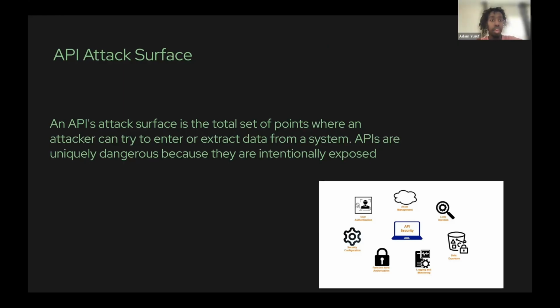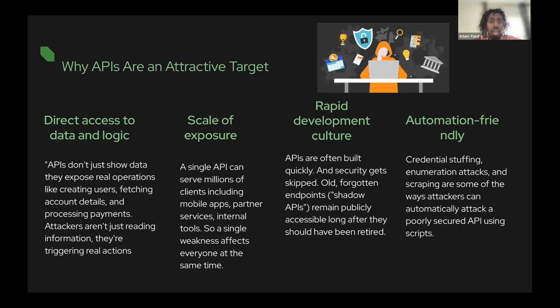Hello, everyone. In this section, I'll be talking about API attack surface and security risks. An API's attack surface is the total set of points where an attacker can try to enter or extract data from a system. APIs are uniquely dangerous because they are intentionally exposed. And here, I'll be talking about why APIs are an attractive target. And I have 4 main points.